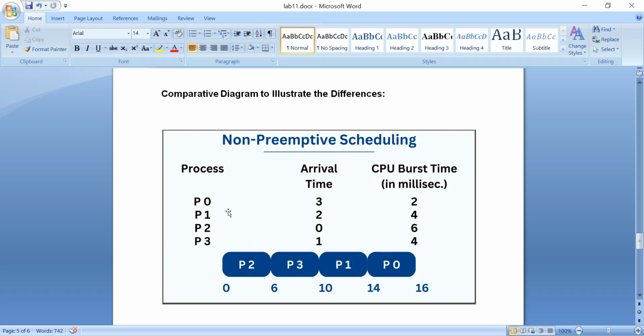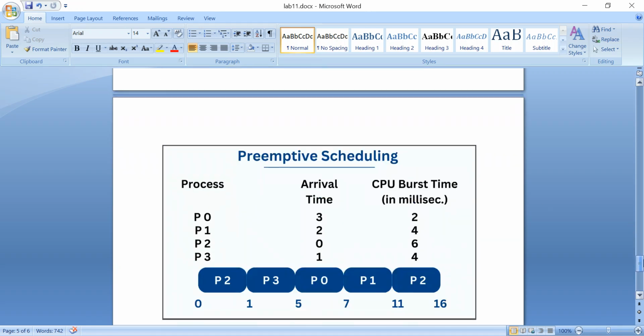This is something like that. First come, first serve. First process 2 came, then 3 came, then 1 came, and then 0 came. As you see, process 2 will take 6 seconds. The other processes will take 4, and process 0 has less time, only 2 seconds. But still, it has to wait 16 seconds to complete. On the other hand, we have preemptive scheduling.